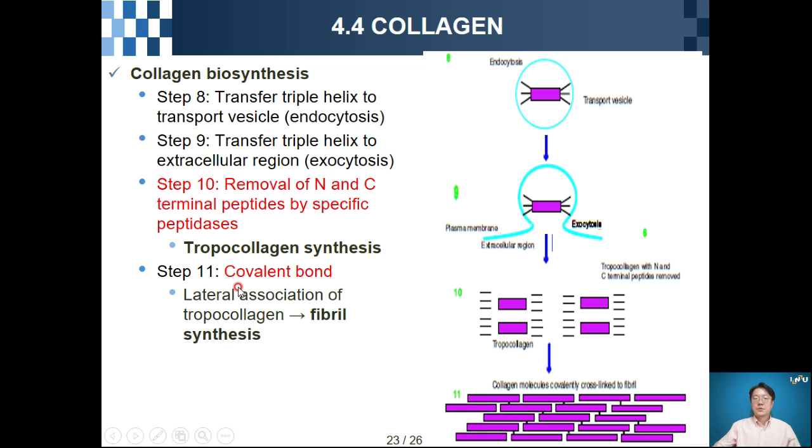Okay. So the seventh post-translational modification is the covalent bonding between the tropocollagen. This covalent bonding induces lateral association of tropocollagen. So finally, a fibril is synthesized. So from step 1 to step 11, we observe the seventh post-translational modification. Finally, the fibril means that this is the collagen. Collagen is synthesized. Okay.